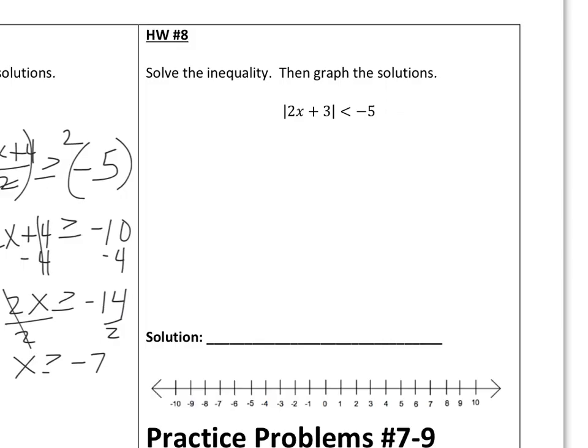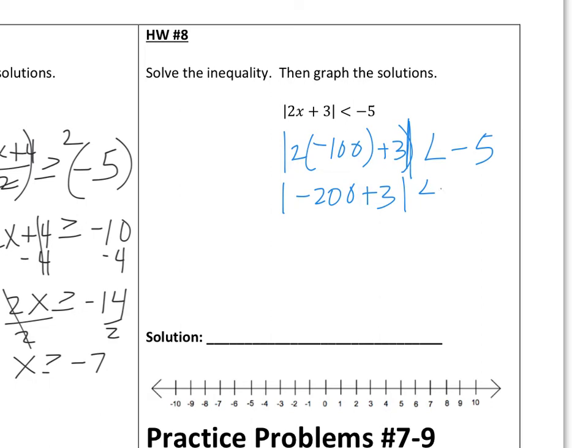Okay, on homework number 8, this one says the absolute value of 2x plus 3 is less than -5. Remember, any number we put inside an absolute value, it could be -100. 2 times -100 plus 3 less than -5. 2 times -100 is -200. And -200 plus 3 is -197.